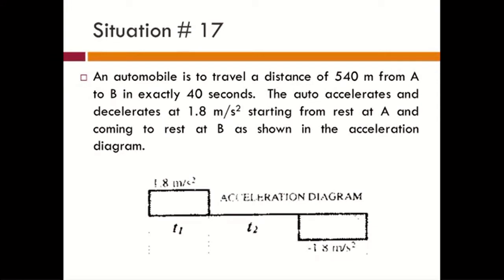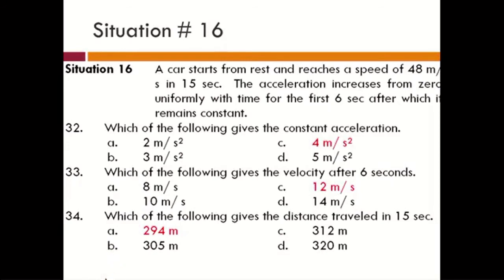There are problems that give you the motion curves themselves. There are also problems where you yourself will draw your motion curve. Okay. Situation number 16, a car starts from rest and reaches a speed of 48 meters in 15 seconds. The acceleration increases from 0 uniformly with time for the first 6 seconds, after which it remains constant. So there is no acceleration time graph given, but we can draw it based on the given.